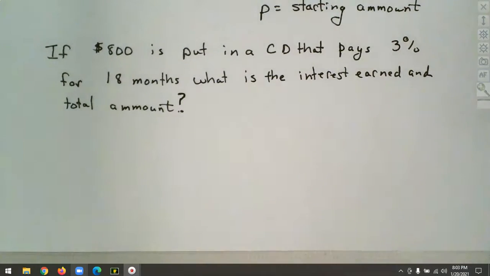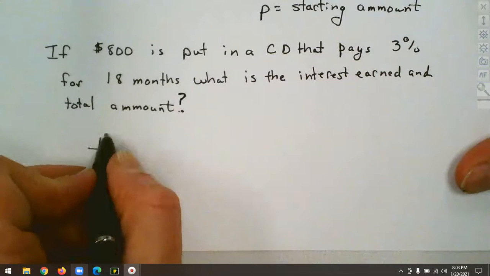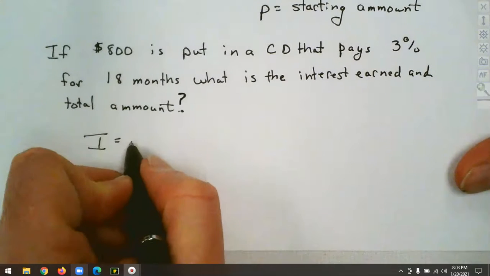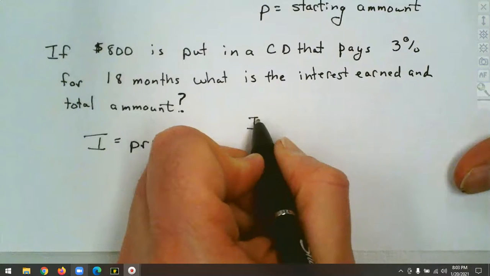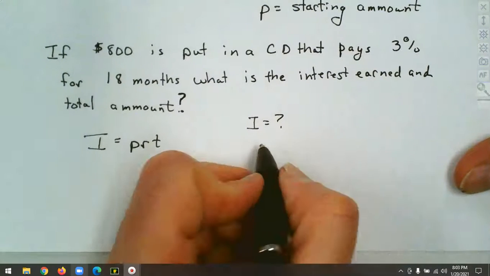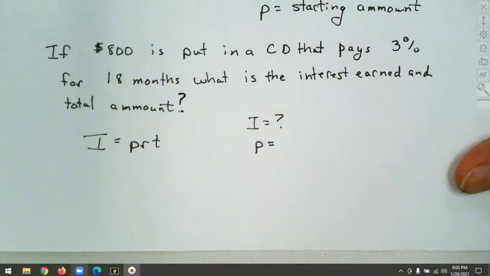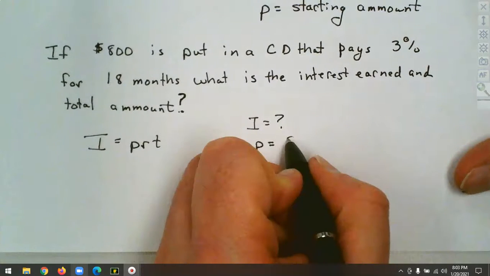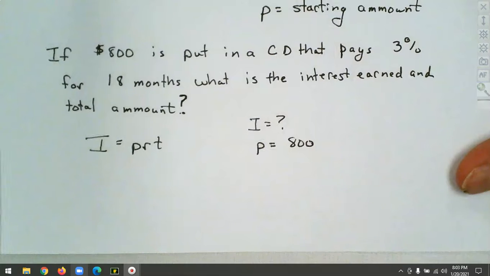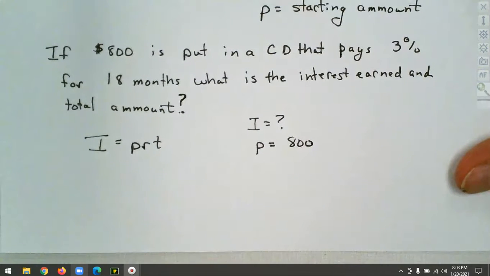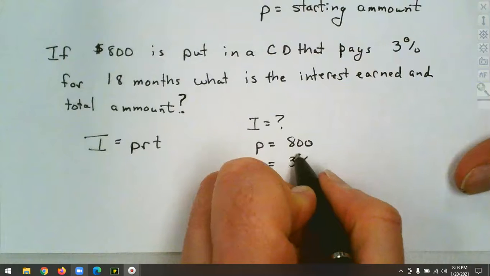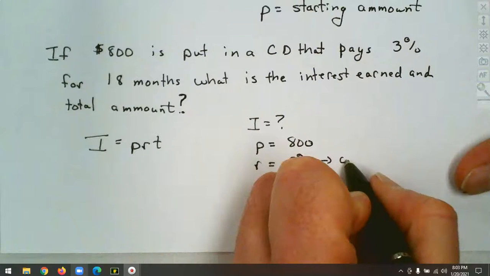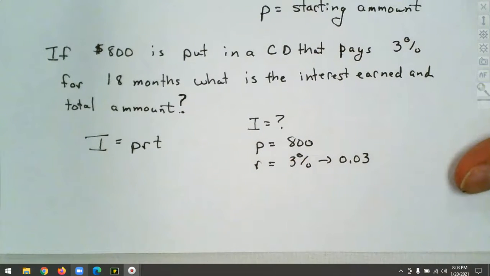I always like to write up our formula. So we're going to use the formula I equals PRT. I we don't know, so that's our unknown. Our P is how much money we start with. Well, how much money do we put in that CD? Well, we put $800 in that CD. Our interest rate, R, as a decimal is 3%. So that would be 0.03.